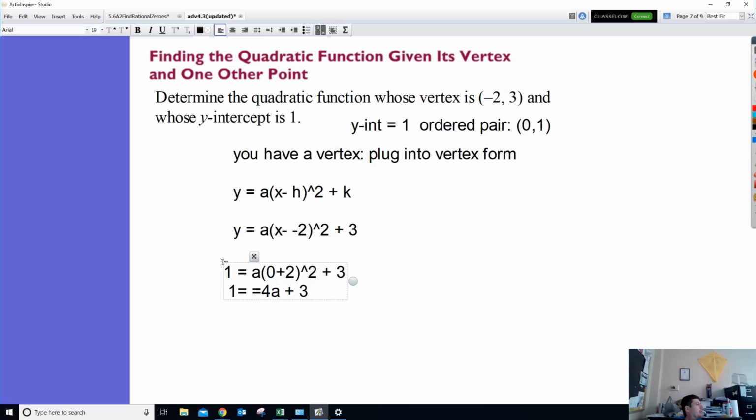You can do a little bit of math. What's your a value? -1/2 is correct. So your equation, which you've been doing for a while, hopefully, is that y equals -1/2 times x plus 2 to the second power plus 3. And that shouldn't be anything new to y'all.